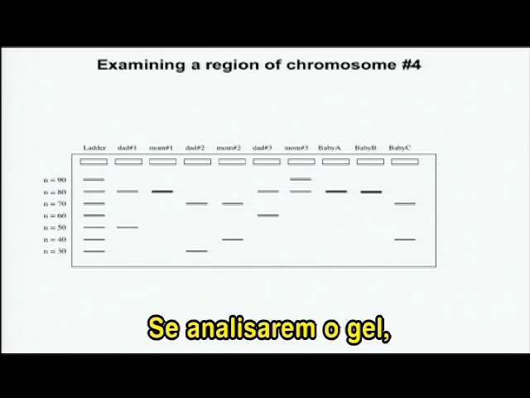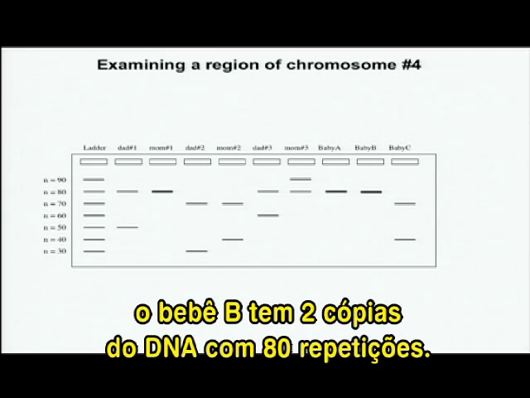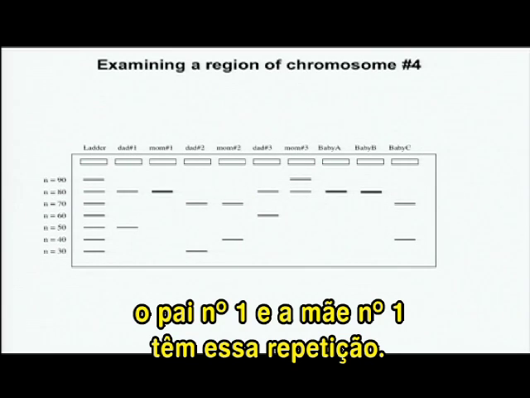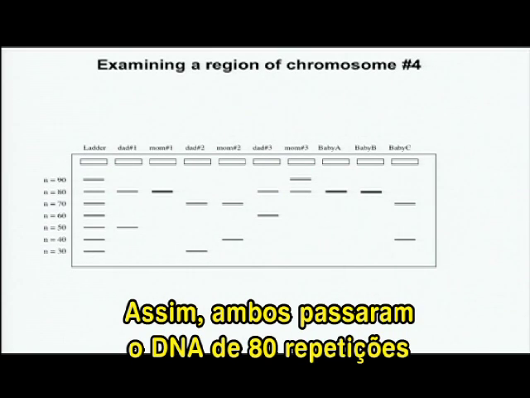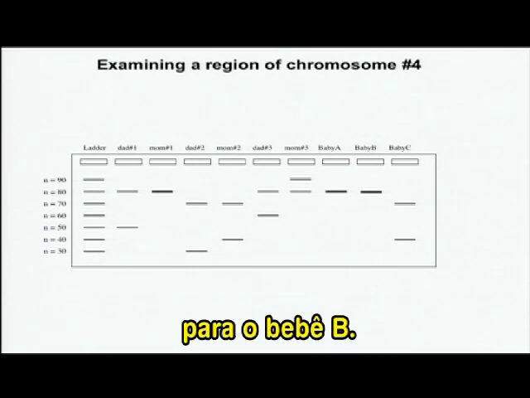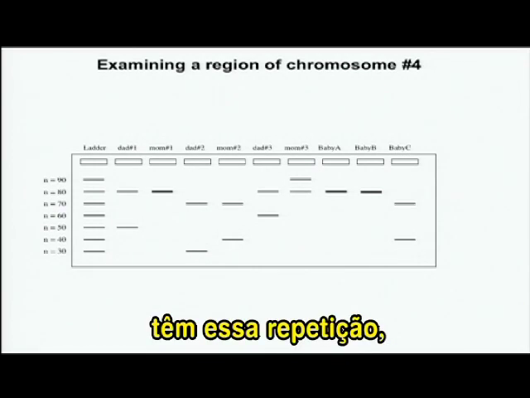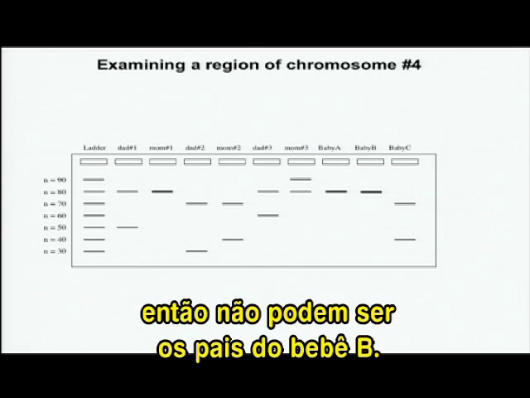If you look at this gel here, baby B has 2 copies of the 80 repeat length. If you look at parents 1 and parents 2, both dad number 1 and mom number 1 have that 80 repeat length. Thus, they could have each given the 80 repeats to baby B. However, neither dad number 2 nor mom number 2 have that 80 repeat length. So parents number 2 could not be the parents of baby B.